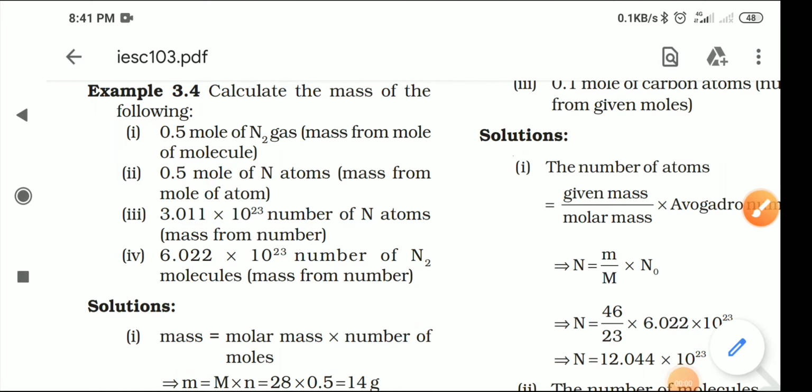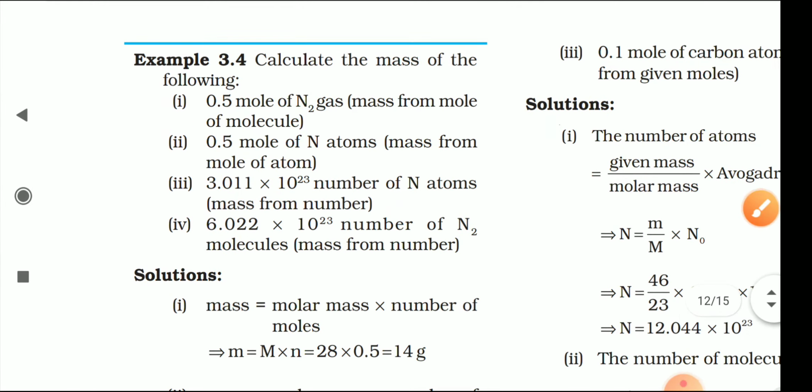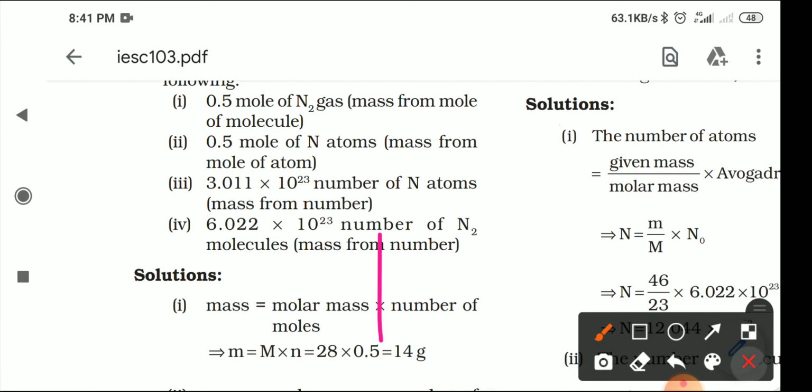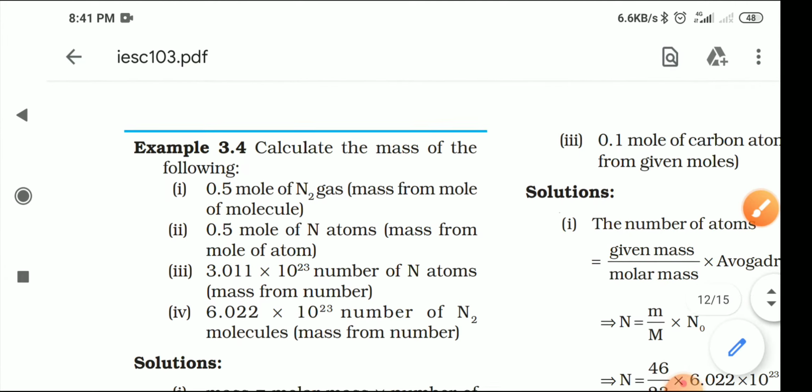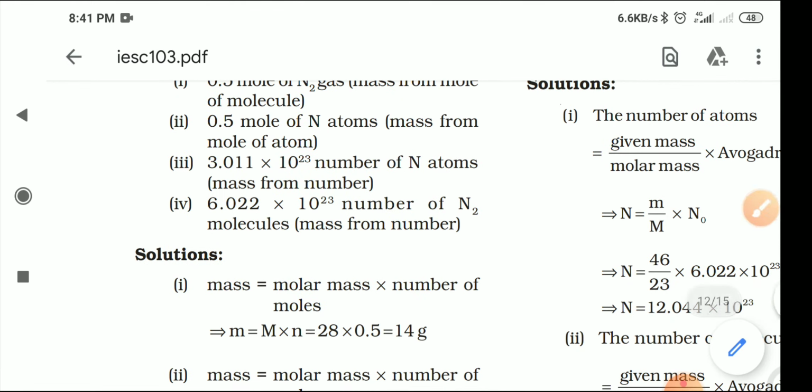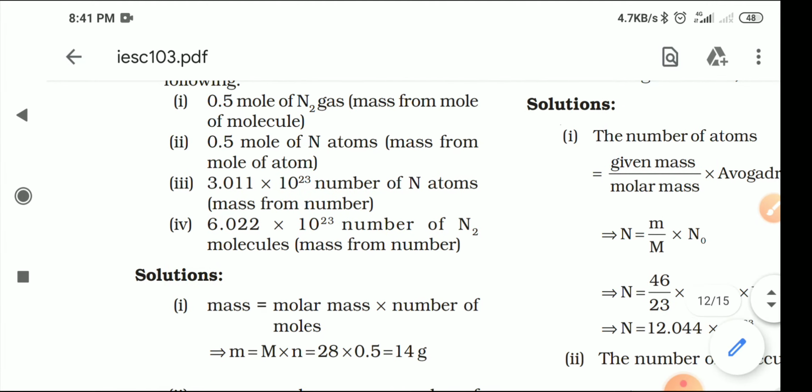Good morning, everyone. Last time we studied the mole concept and did some questions. In today's video, we are going to solve some example-based numerical problems from your NCERT book. Let's talk about the first question, question number 3.4: calculate the mass of the compound when 0.5 mole of N2 gas is given.